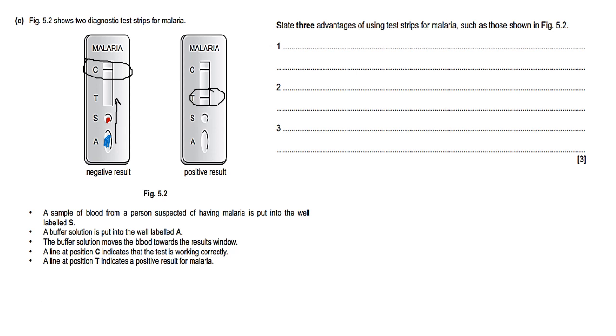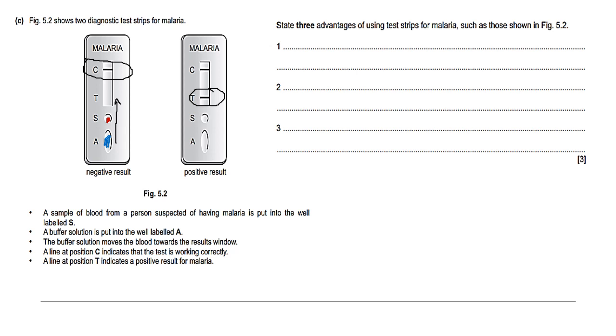State 3 advantages of using test strips for malaria as shown in figure 2.2. So first things first, your results would be accurate, based on the fact that you have your monoclonal antibodies on there. So the results would be accurate. The results would also be quick. Obviously it's hard to tell if these things are cheap, because it doesn't really tell us if they're expensive or not, but I guess you can say that the results would be cheap.